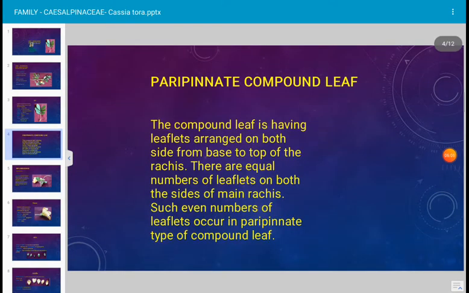Next. This is the description of peripinnate compound leaf. I just described it, but again I will tell you. The compound leaf is having leaflets arranged on both sides from base to top of the rachis. There are equal number of leaflets on both the sides of the main rachis. Such even number of leaflets occur in peripinnate type of compound leaf. Okay, this is the definition of peripinnate compound leaf.